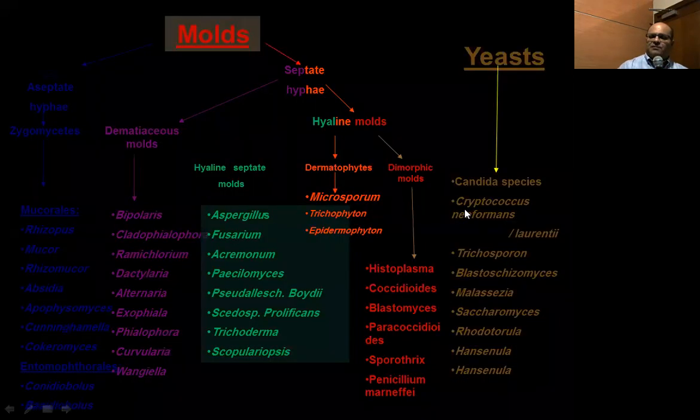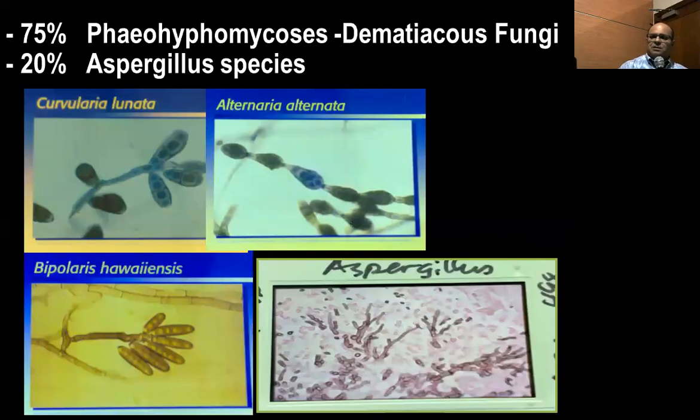And that, I guess, forces us to go back to the microbiology days. If you wanted to place Bipolaris, Alternaria and Curvularia, they are called dematiaceous molds, and they have septated hyphae. Aspergillus, on the other hand, also has septated hyphae, and it falls under hyaline molds. These are not yeasts, these are invasive molds. And this is important in treatment, which we'll come to very soon. So 75% of allergic fungal sinusitis is caused by phaeohyphomycosis, and 20% by Aspergillus.